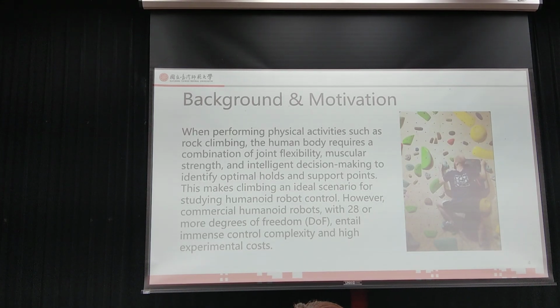Climbing is a very challenging task because it requires coordination of multiple joints, precise force control, and intelligent decision making. Humans must carefully select where to place their hands and feet while maintaining balance. For robots, this becomes even more difficult because they lack natural sensing and intuition. In addition, humanoid robots often have many degrees of freedom, making control and planning extremely complex.